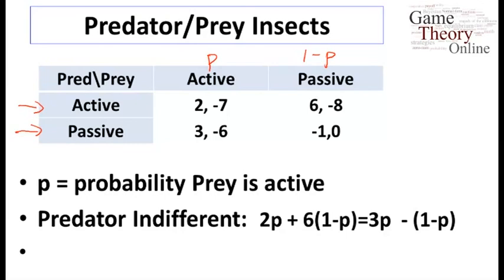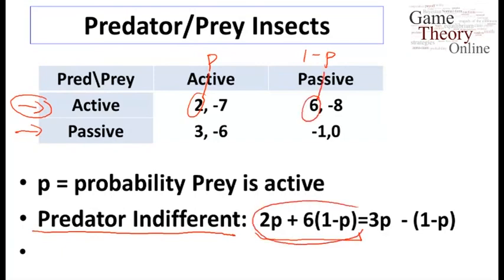So for the predator to be indifferent between these two strategies, we can look at what's the predator's payoff to being active. Well, that payoff is just 2 times the P and 6 times the 1 minus p. So we get this over here as the payoff to being active if the prey is being passive with probability 1 minus p and active with probability p. That has to be equal to the payoff that they get down here from choosing passive. And that's going to be 3 times the p and a minus 1 times the 1 minus p.